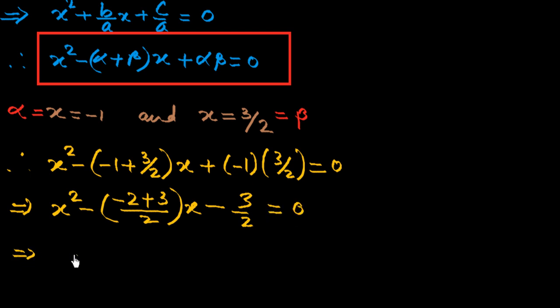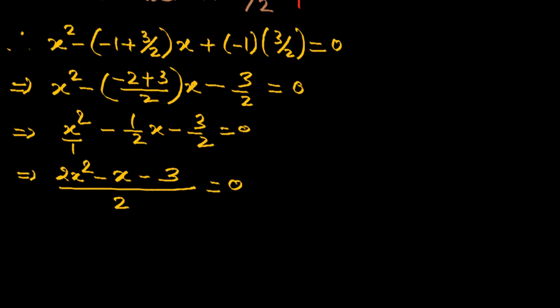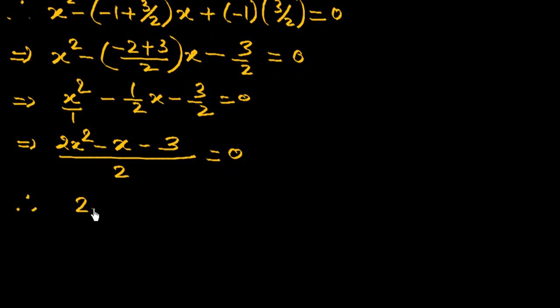Now finally we get here x square minus 1 over 2 x minus 3 over 2. Now again we simplify this. We multiply both numerator and denominator by 2, so we get 2x square minus x minus 3, and 2 is common in all the denominators, so we take 2 is equal to, now we cross multiply these 2 to the right side, we get finally 2x square minus x minus 3 is equal to 0. So this is our required equation through the roots which have been given to us.